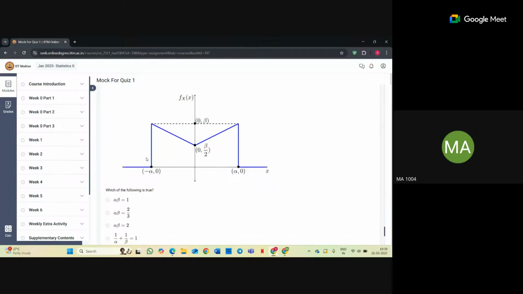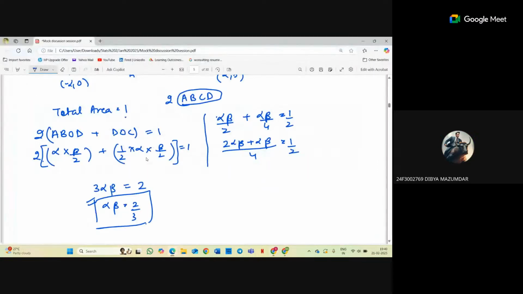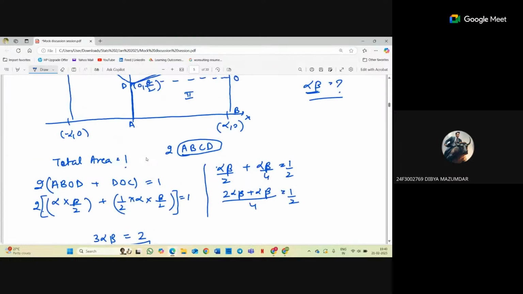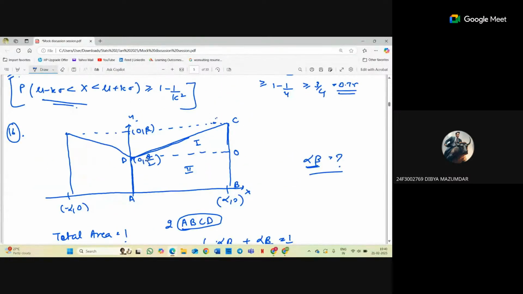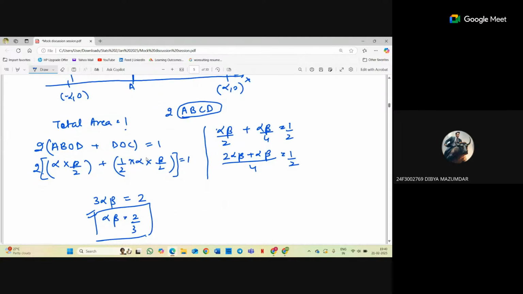Got it? Ma'am, can you show me your diagram again? Show the diagram. And scroll down. Wait a minute. Sorry. Just hold on for a minute.